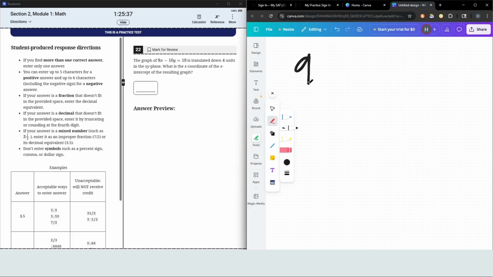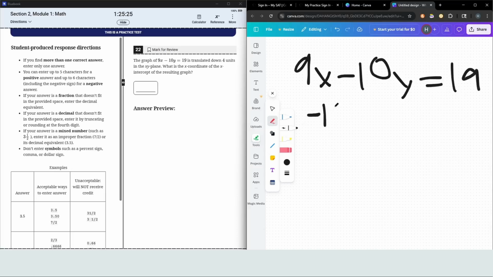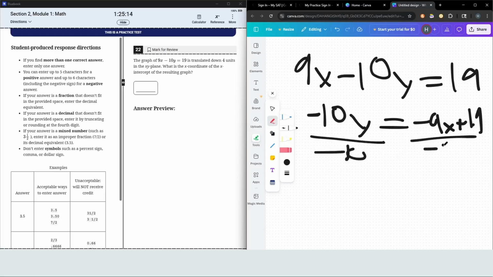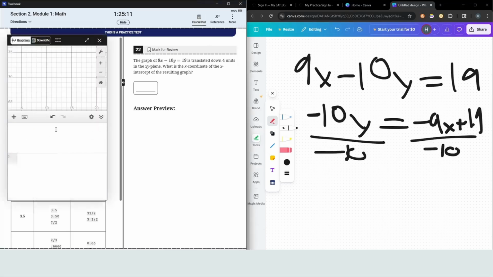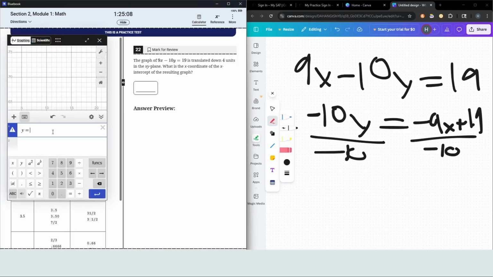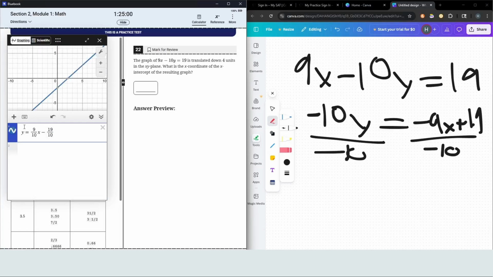So what I would do is take the equation that they give you and put it in a way where you can get y on this side and x on this side, so it's in the form of y equals mx plus b. To do that, you do minus 10y is equal to minus 9x. You move the 9x over to that side, flip signs, and then you divide by minus 10 on both sides. When you do that, you should get y is equal to 9 over 10x, because the negatives cancel out, minus 19 over 10. And instead of y, let's call that f of x. So it will be easier.